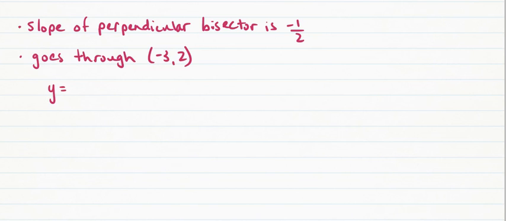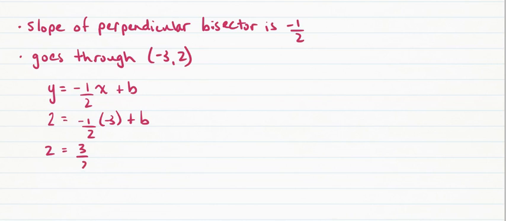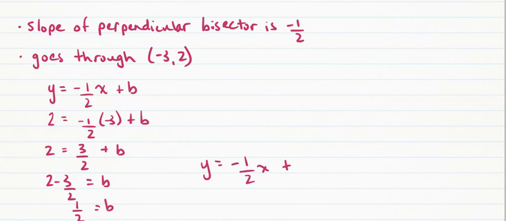So we know that the equation for this perpendicular bisector is in the form y equals -1/2 x plus b. And in order to determine b, we can substitute in an x and y coordinate that come from a point on this line. So I can substitute in -3, 2. So 2 is replacing y, and -3 is replacing x. So here I get 2 is equal to 3 over 2 plus b. And so 2 minus 3 over 2 is equal to b. And so b is equal to 1/2. And so that tells us that the equation of this perpendicular bisector of AB is y is equal to -1/2 x plus 1/2.